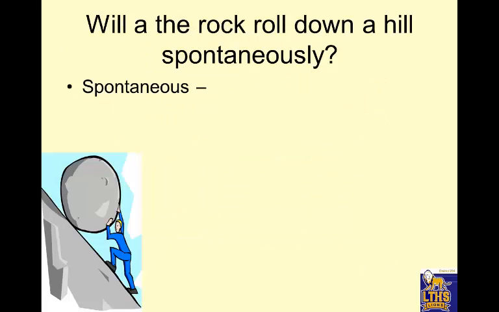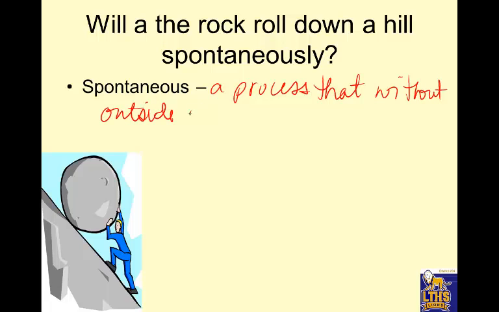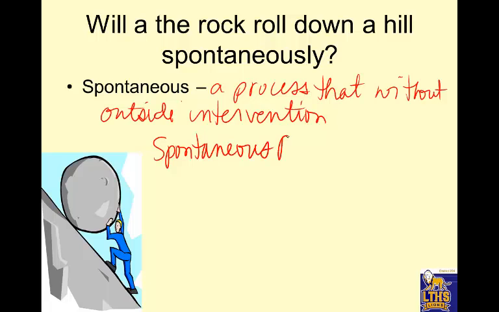Well, will the rock roll down the hill spontaneously? Yeah, if it gets started, it's going to go. If there's an earthquake, it's going to go. So spontaneous, when we're talking about a chemical reaction, is a process that occurs without outside intervention. It's like a natural process. A spontaneous reaction is a chemical reaction that occurs without outside intervention. It's a preferred natural way for that reaction to go.